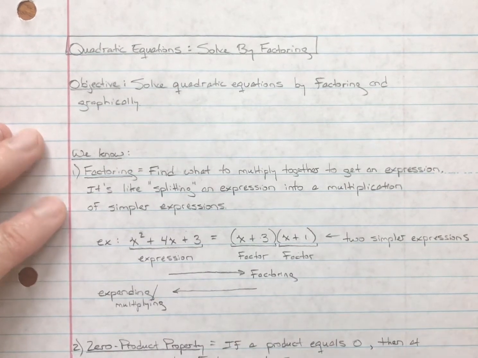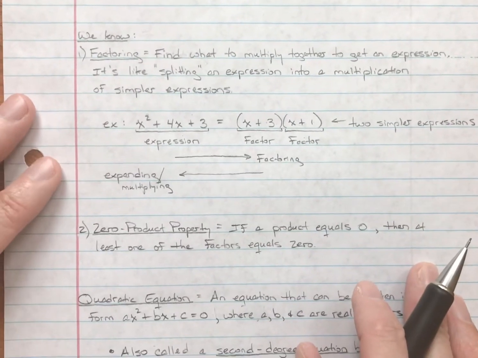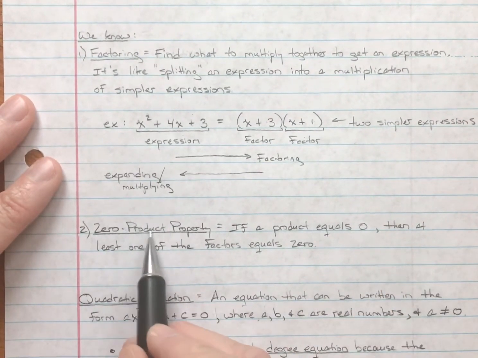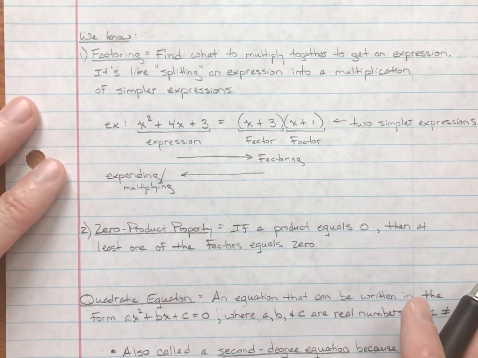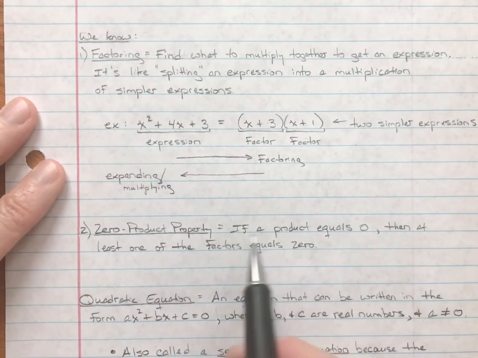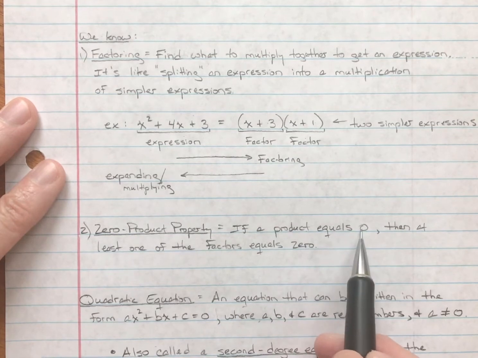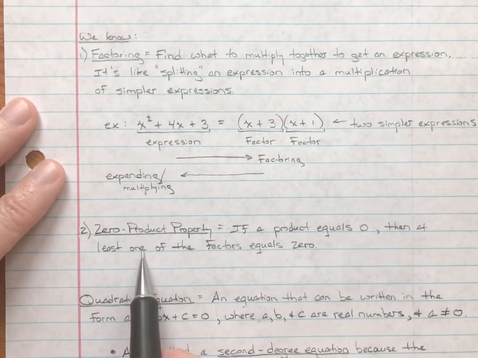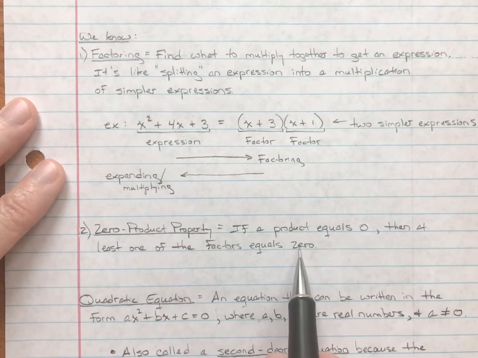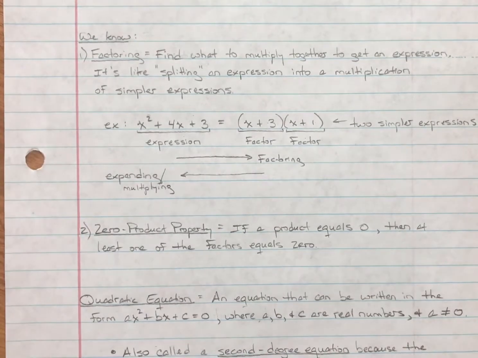We also know, and this is going to be applicable, the zero product property. We're going to make use of this very often. The zero product property tells us if a product equals 0, then at least one of the factors equals 0. As a reminder, a product is made up of factors.